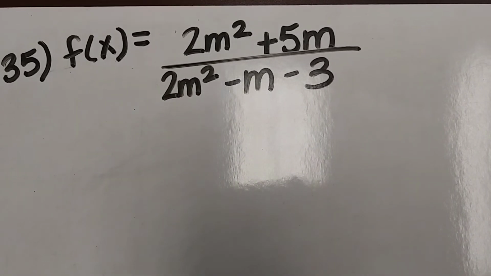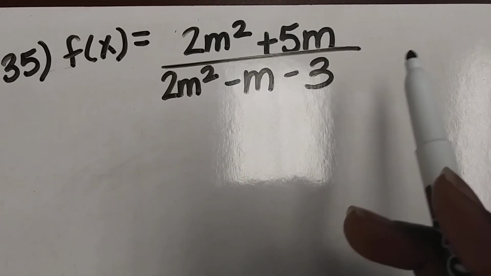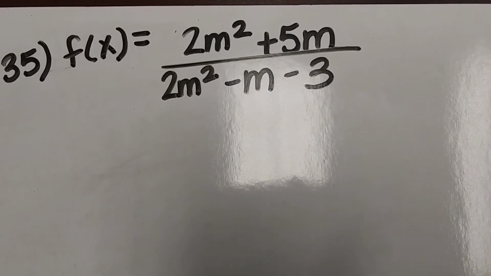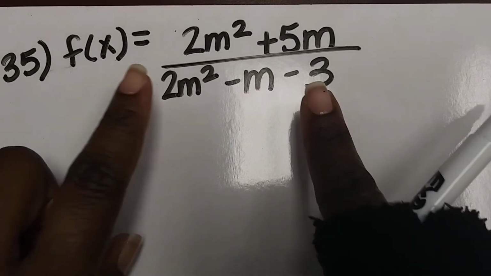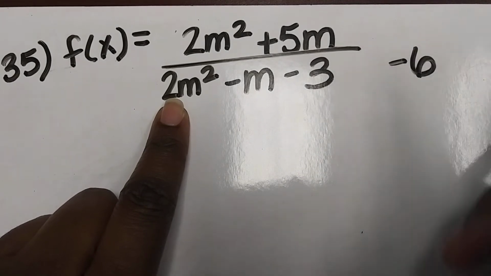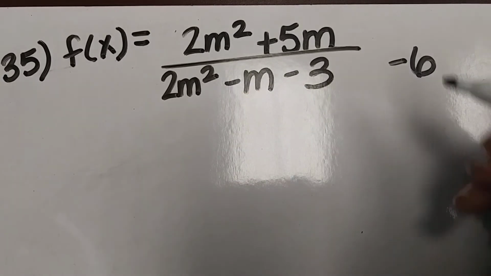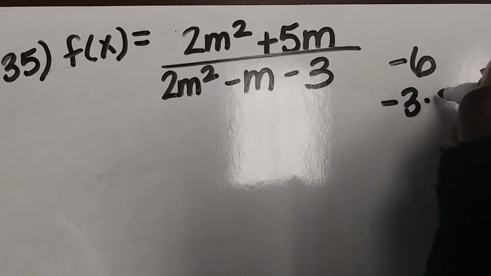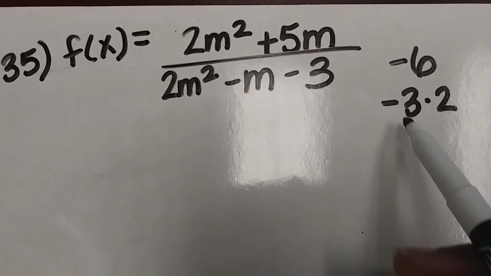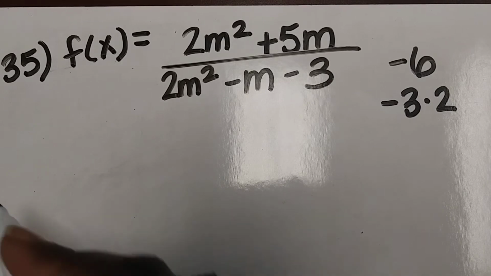How do I figure out those 2 numbers? I need to take my denominator and write it in factored form. So I'm going to apply the master product method for my denominator only. What is 2 times negative 3? Negative 6. What multiplies to give me negative 6 and adds to give me negative 1? Well, I know negative 3 times 2 is negative 6, and negative 3 plus 2 will give me negative 1 in the middle. So we're only focusing on the denominator. When we talk about domain, you only want to focus on that denominator.